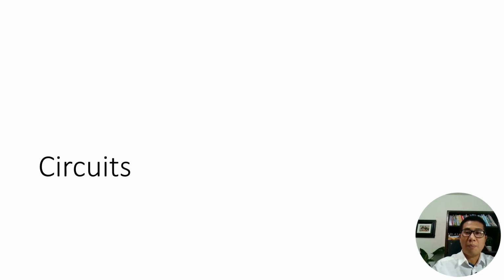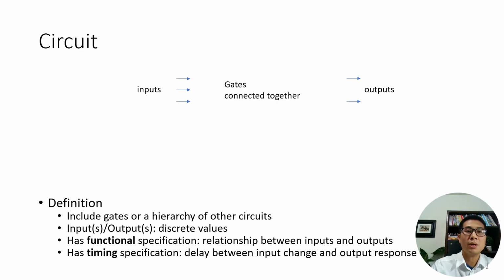So we need to combine more gates together in order to produce more complicated operations, and we even combine circuits within circuits in order to perform more complicated tasks. So that's why we need to learn about circuits. At its initial stage, circuits are created using gates connected together. With some input, they go through some gates and produce some output.